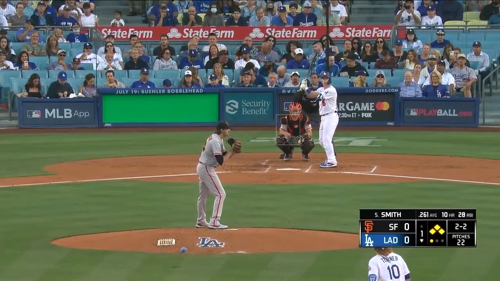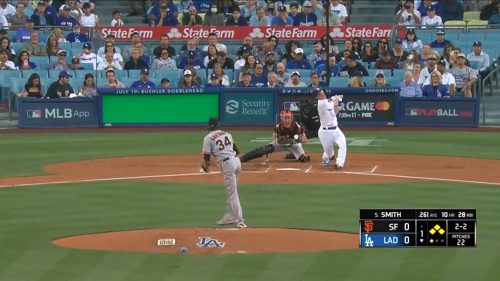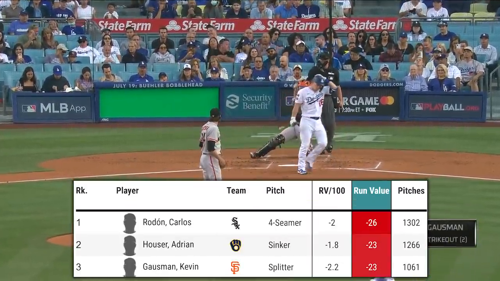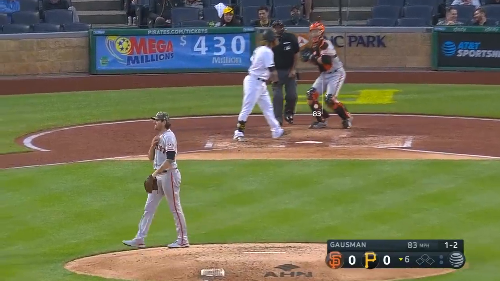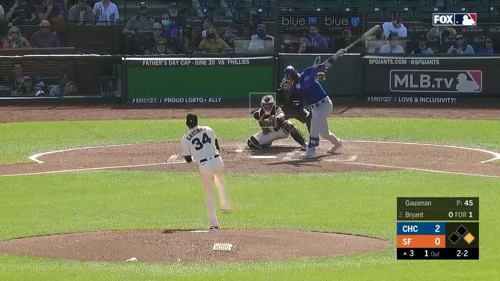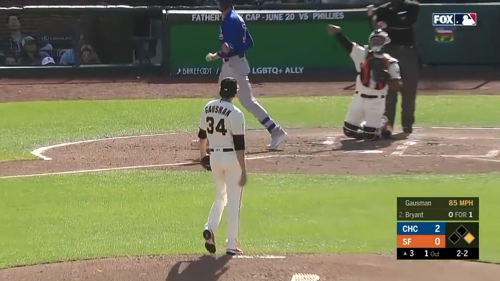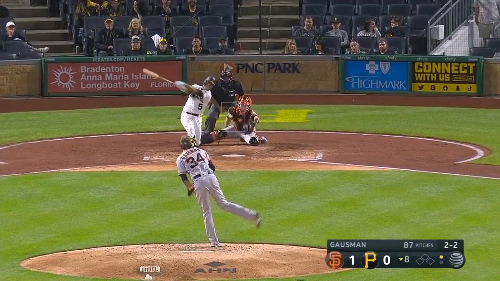For example, a pitch like Kevin Gausman's nasty splitter registered a negative 23 run value in 2021, the second best value of any pitch in all of Major League Baseball. Hitters whiffed nearly half the time against this pitch and batted just .133 when he threw it, so it makes perfect sense why it got such a great total.